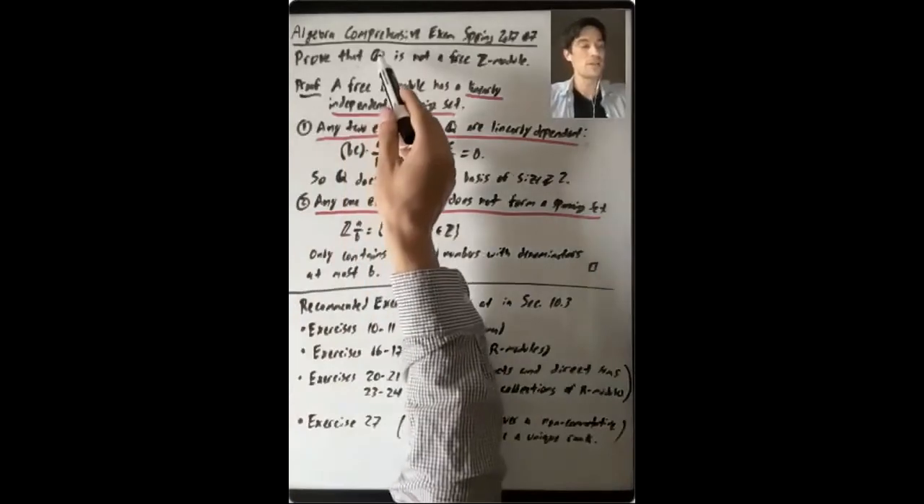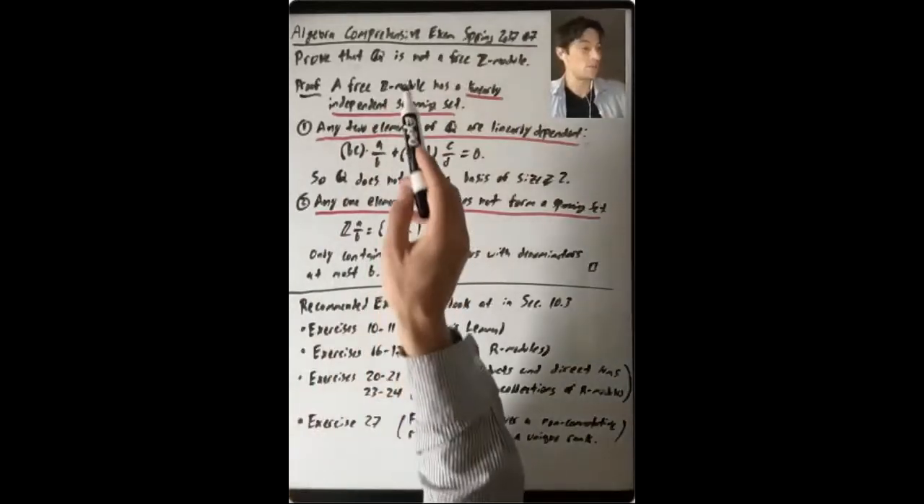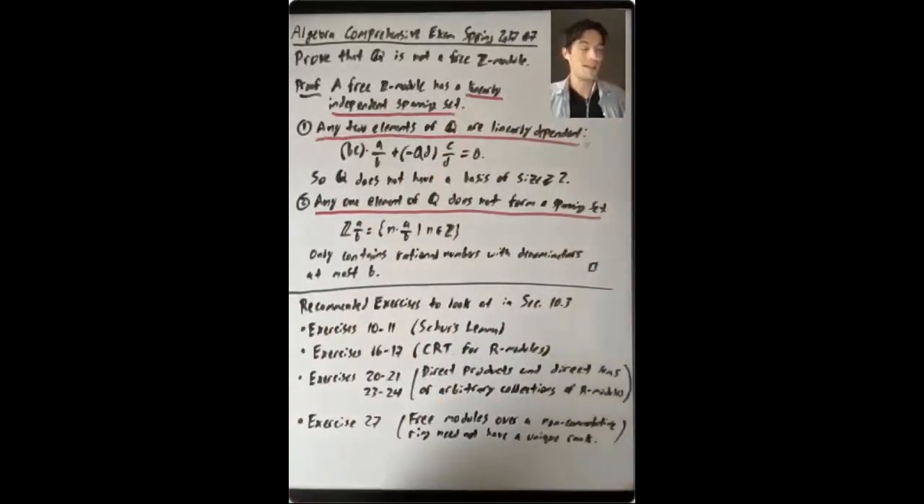All right, so what we're going to do is prove that Q is not a free Z module. Q is an abelian group, so it's definitely a Z module. So we just have to prove that it's not a free Z module. What is a free Z module? It's a Z module that has a basis. So what does it have to have? A linearly independent spanning set.